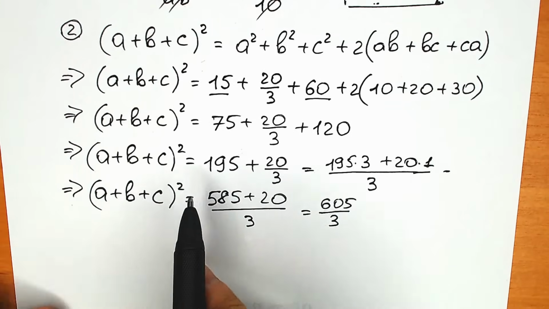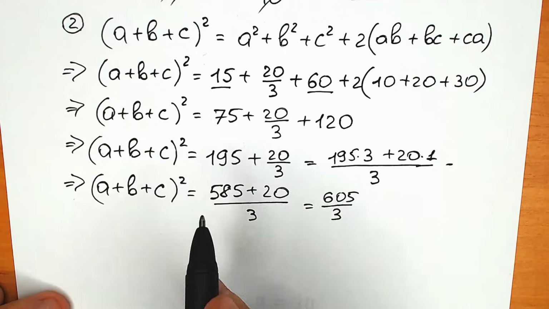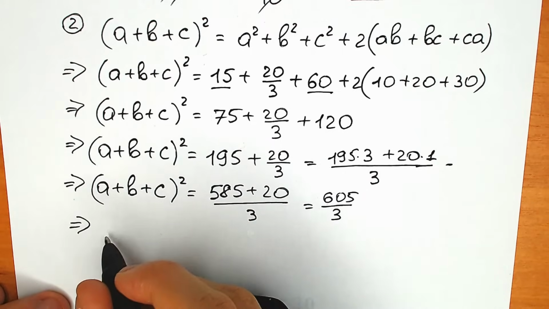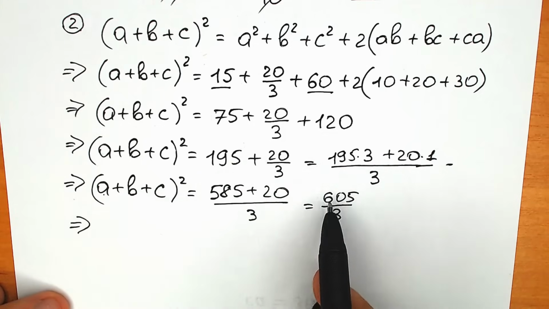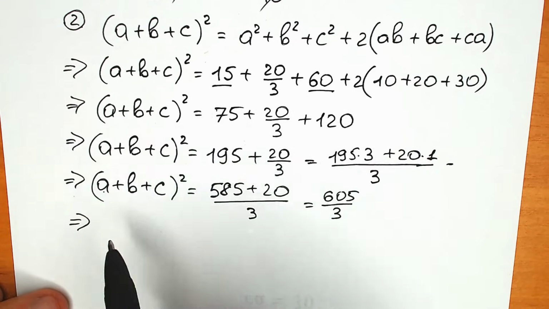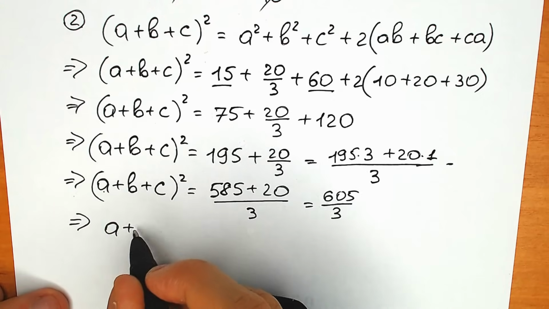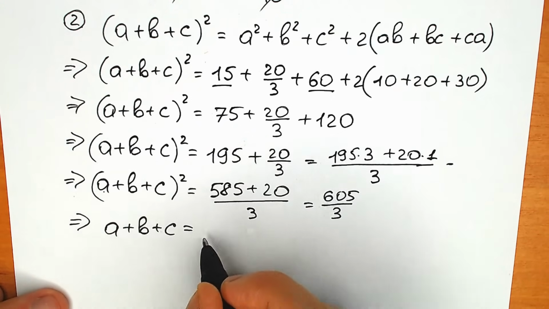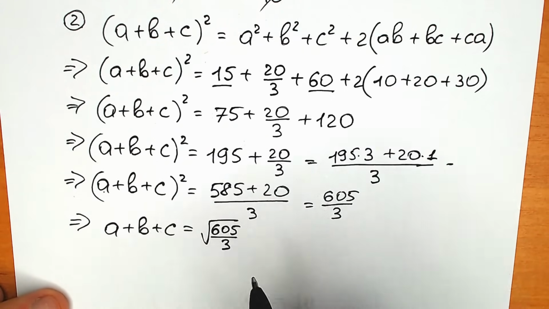But right here we have a square, so for this we need to find a square root on both sides. So as a result, our A plus B plus C to the second power equal to this expression, but we need to find A plus B plus C without a second power. So we need to find our square root. So A plus B plus C equal to square root of 605 over 3.